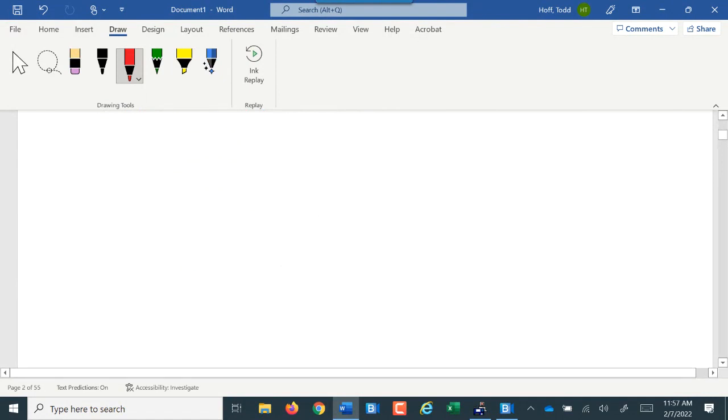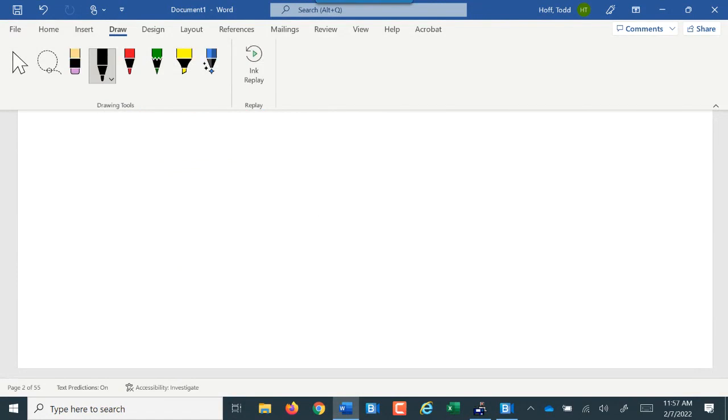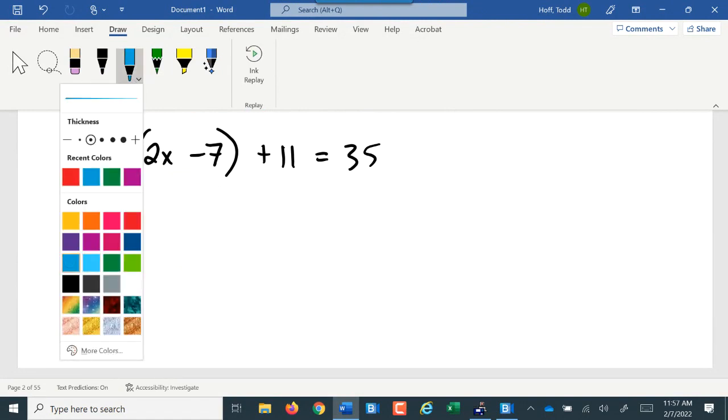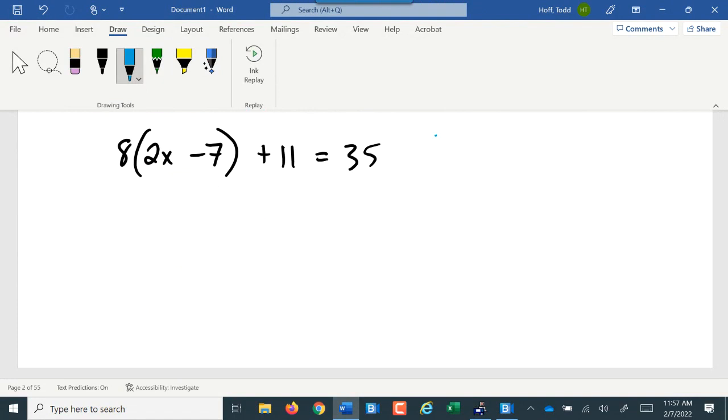So we can step these up to be more or less difficult. Let's try something like 8 times 2x minus 7, plus 11 equals 35. So here, again, we see the parentheses. So it should draw us to do something there first. There is nothing to do inside the parentheses. 2x minus 7 can't be combined. So we look to see what needs to be done to the parentheses. And here we have multiplied by 8.